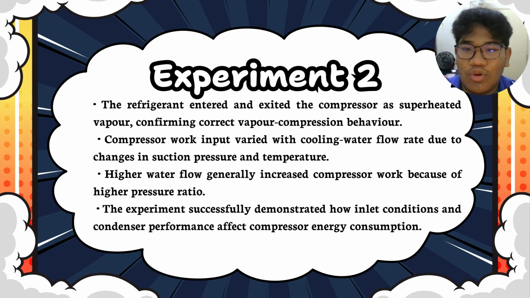For experiment number 2, the refrigerant entered and exited the compressor as superheated vapor, confirming that the refrigerant is behaving with correct vapor compression behavior. Compressor work input varied with cooling water flow rates due to changes in suction pressure and temperature. Higher water flow generally increases compressor work because of a higher pressure ratio. The experiment successfully demonstrated how inlet conditions and condenser performance affect compressor energy consumption.